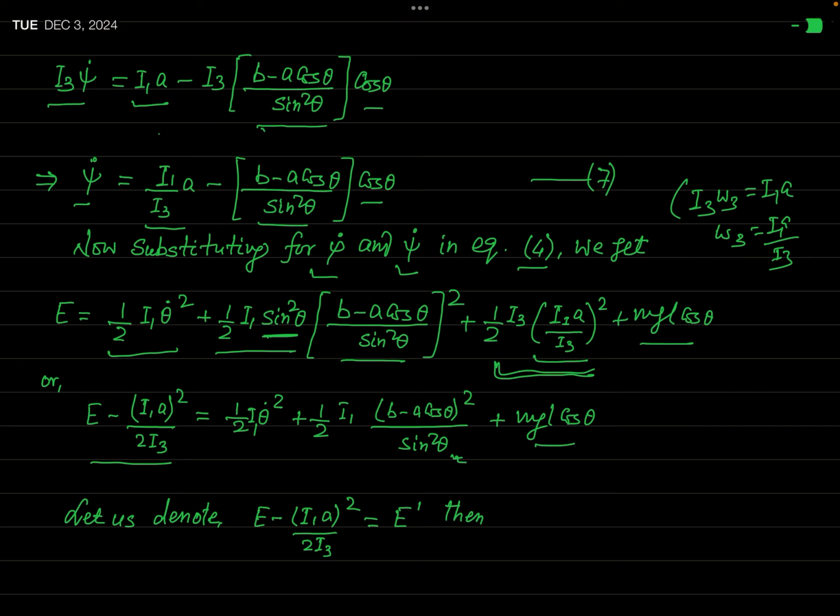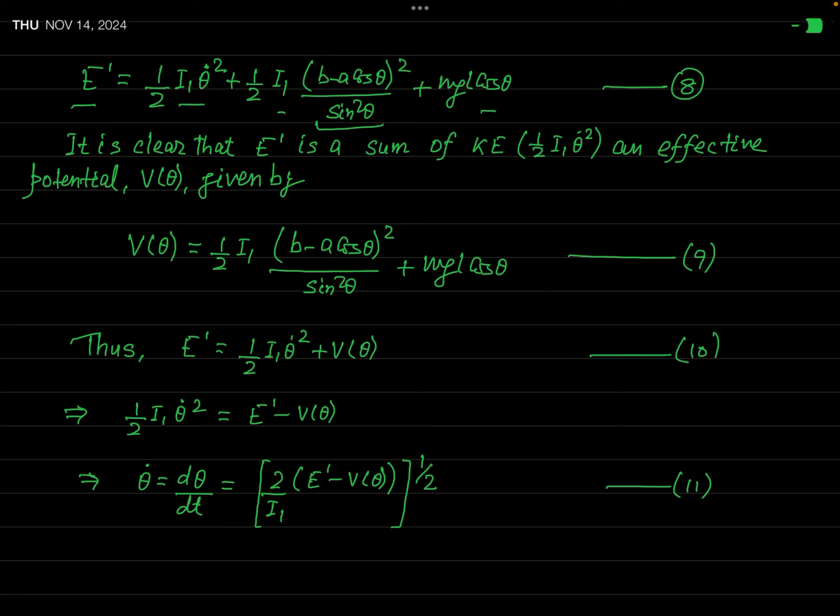Now each term in this expression will represent energy. So E minus I1A whole square over 2I3, this will also represent some value of energy. Let us use the symbol E dashed for it. So instead of E minus I1A whole square over 2I3, let us write E dashed. Then our equation becomes E dashed equal to 1 over 2 I1 theta dot square plus 1 over 2 I1 times B minus A cos theta whole square over sin square theta, plus MGL cos theta.